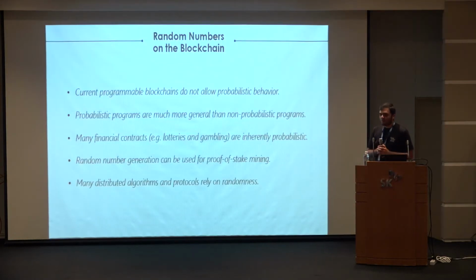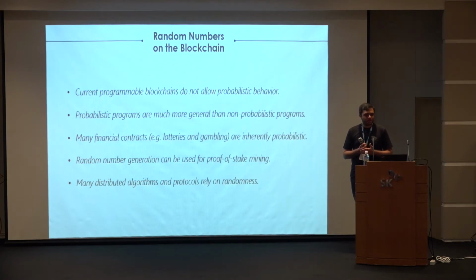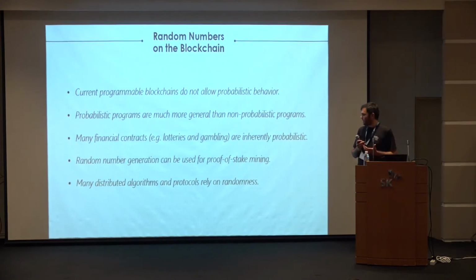So first, why do we even need random numbers? This seems like a silly question, because we all know that probabilistic programs are much more general than normal non-probabilistic programs, and there are many cases where we actually need randomness. So if you think of normal financial contracts in the real world, we have lotteries, we have gambling, we have all sorts of things that are inherently probabilistic. And if we need to implement these things as smart contracts, we actually need to have some source of randomness. Ideally, we would need something that can be implemented as a smart contract and provides randomness to other smart contracts.